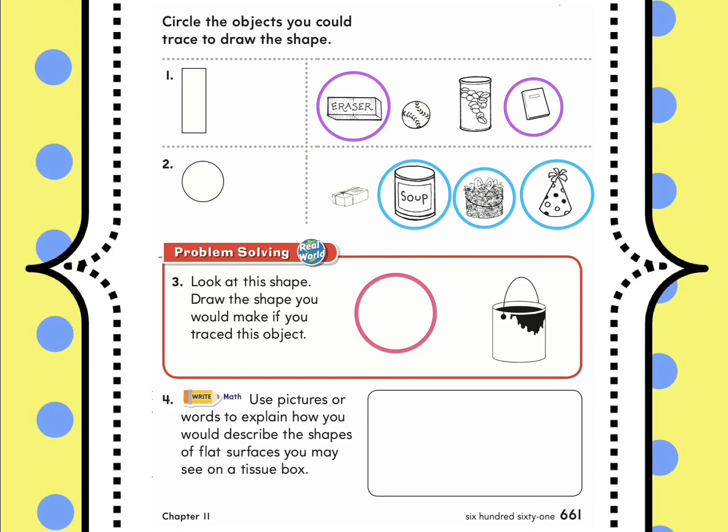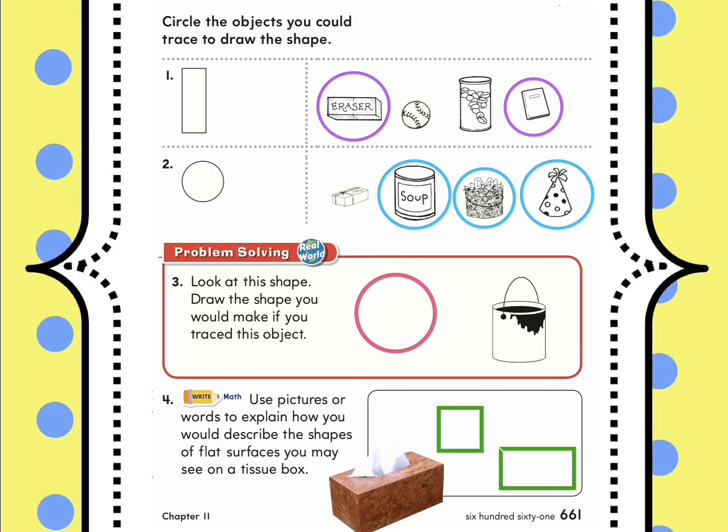Now question number 4 says, use pictures or words to explain how you would describe the shapes of flat surfaces you may see on a tissue box. Now this is the tissue box. Look with me at all the faces or the flat surfaces on top. Very good. There is a possibility to trace a square and a rectangle.